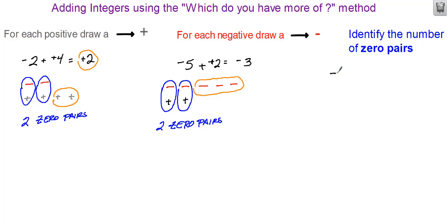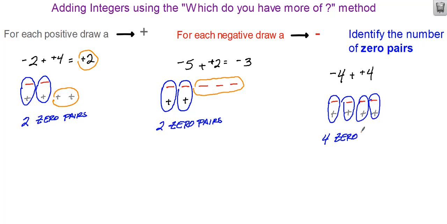And our last one for this row is -4 plus +4. So we have 4 negatives, and we have 4 positives. We circle all the 0 pairs. So in this case, we ended up with 4 0 pairs.